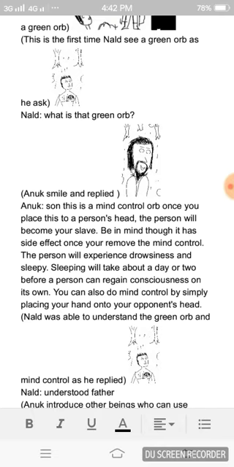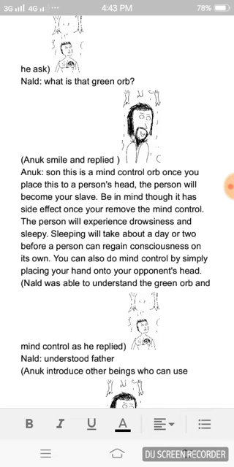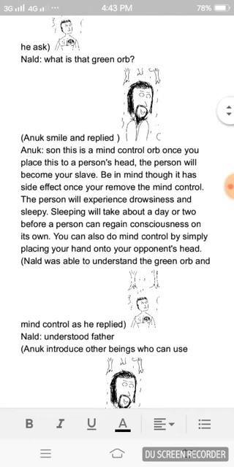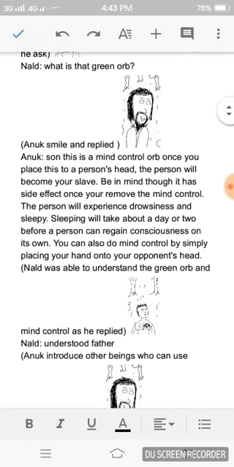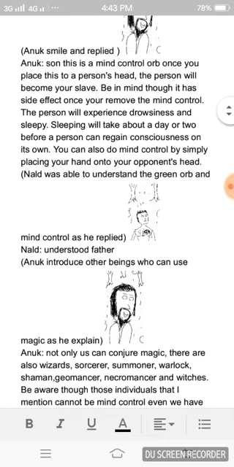Bear in mind though, it has a side effect once you remove the mind control. The person will experience drowsiness and sleepiness. Sleeping will take about a day or two before the person can regain consciousness on their own. You can also do mind control by simply placing your hand onto your opponent's head." Nald was able to understand the green orb and the mind control as he replied, "Understood, Father."